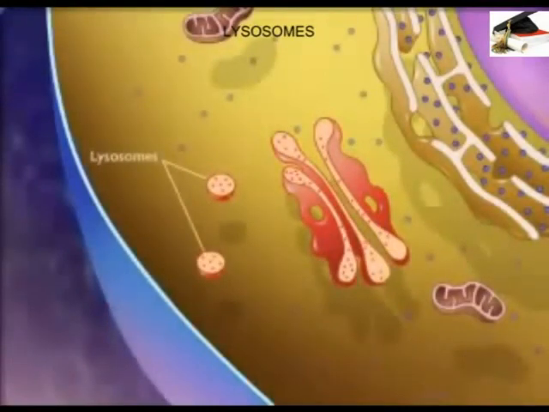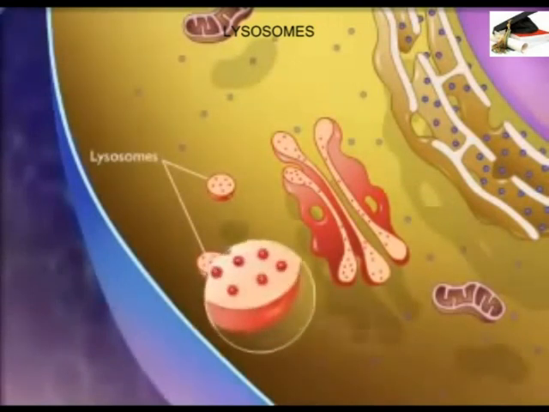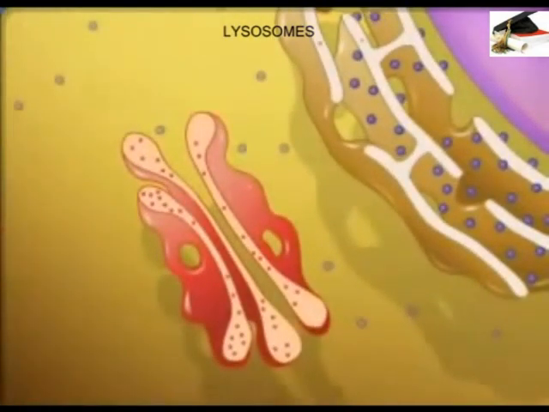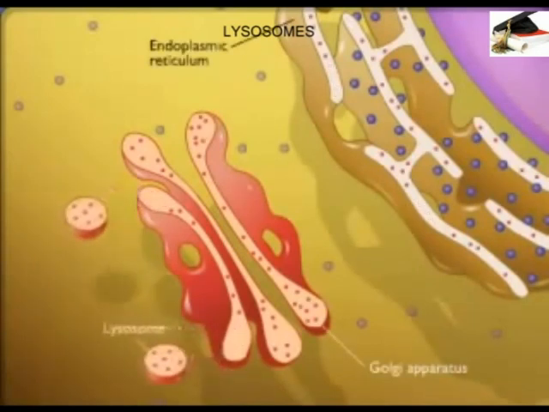Lysosomes. Lysosomes are spherical sac-like organelles bound by a single membrane. They contain lytic enzymes which break down large molecules, destroy worn-out organelles, or even the entire cell.